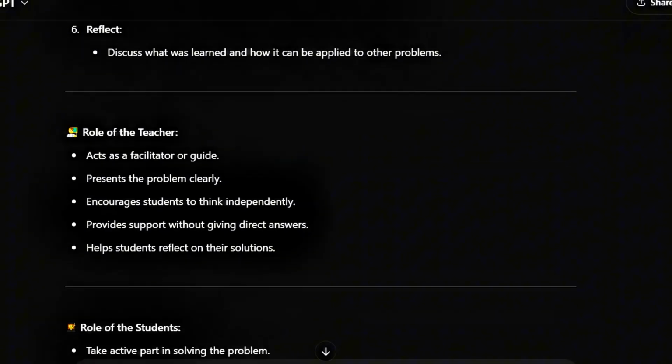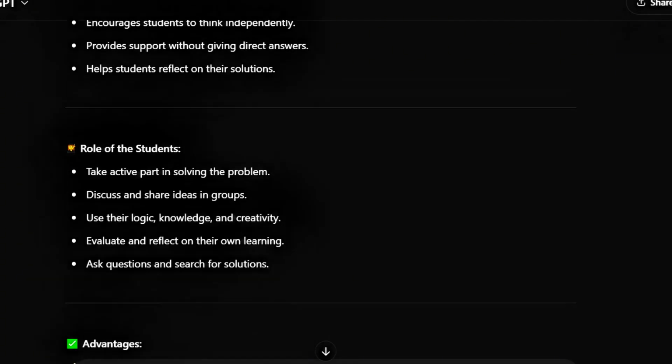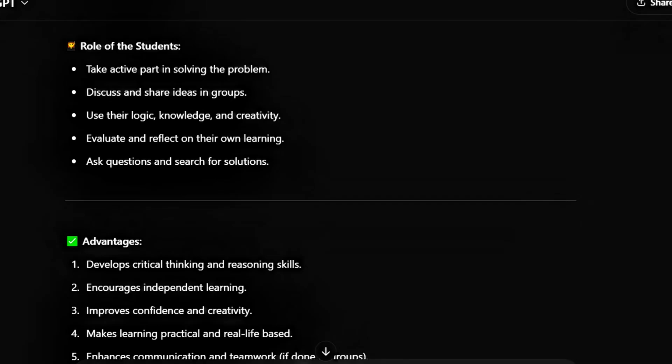Role of the teacher: acts as a facilitator or guide, presents the problem clearly, encourages students to think independently, provides support without giving direct answers, helps students reflect on their solutions. Role of the students: take active part in solving the problem, discuss and share ideas in groups, use their logic, knowledge, and creativity, evaluate and reflect on their own learning, ask questions and search for solutions.